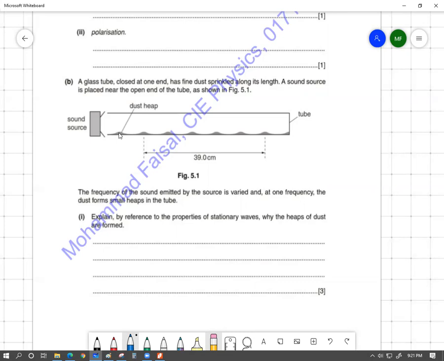Precisely. So you can see over here, this should be a node, right? You can see a heap. Yes, sir, a heap. And this one should be what? Also another node. This one should also be a node.